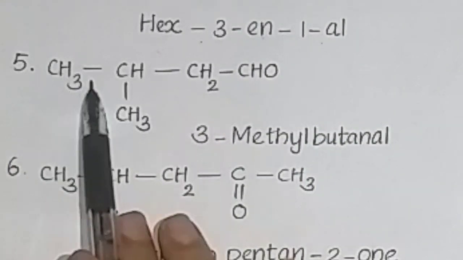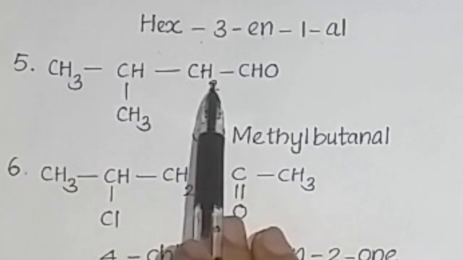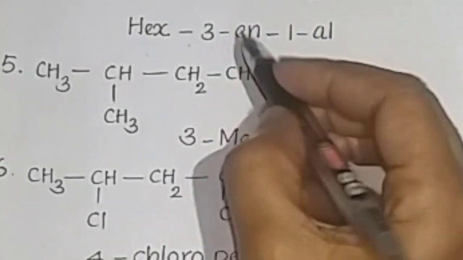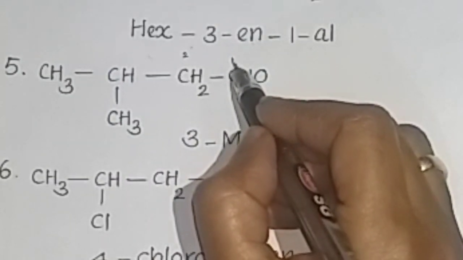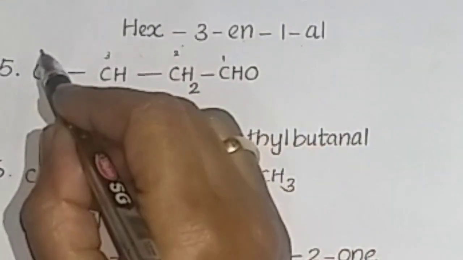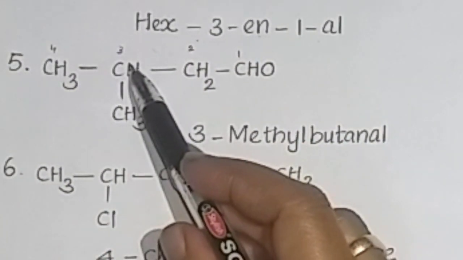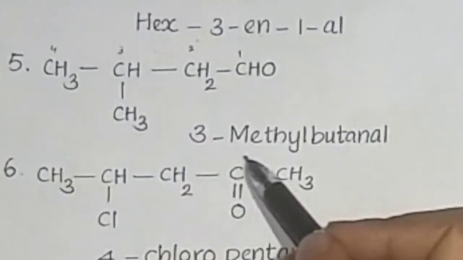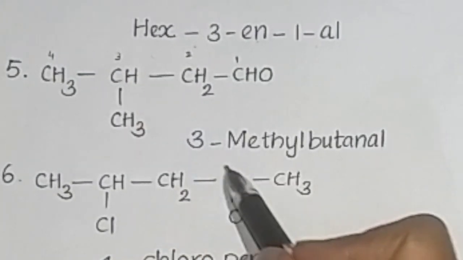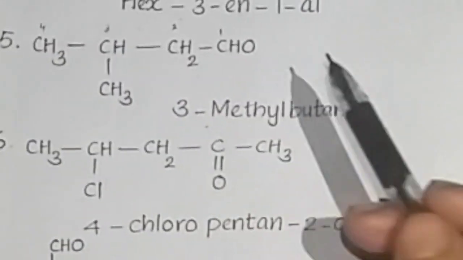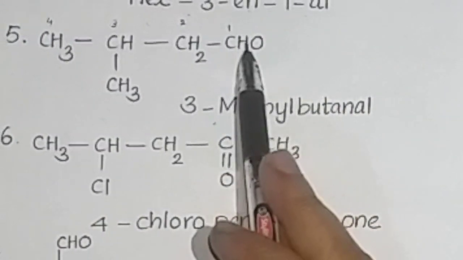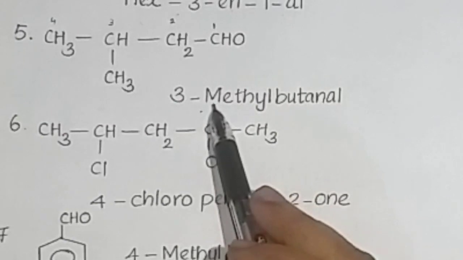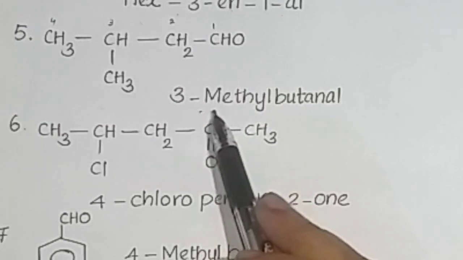Next one, CH3, CH, CH3, CH2, CHO. Select the longest continuous carbon chain including the functional group. The functional group is the first carbon, 1, 2, 3, 4. Then in the third carbon a methyl group is there. So first you should write the substituent. So 3-methyl butanal. There is no double bond present. 4 carbon atoms with aldehyde, butanal. You should write the first letter in capital letter.